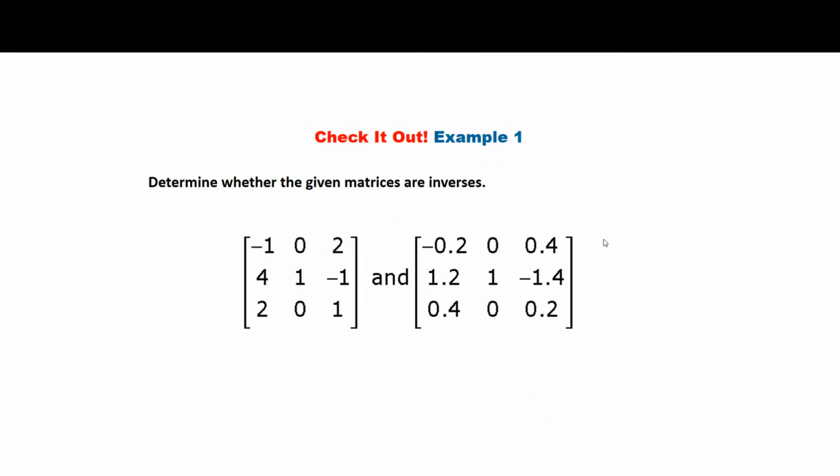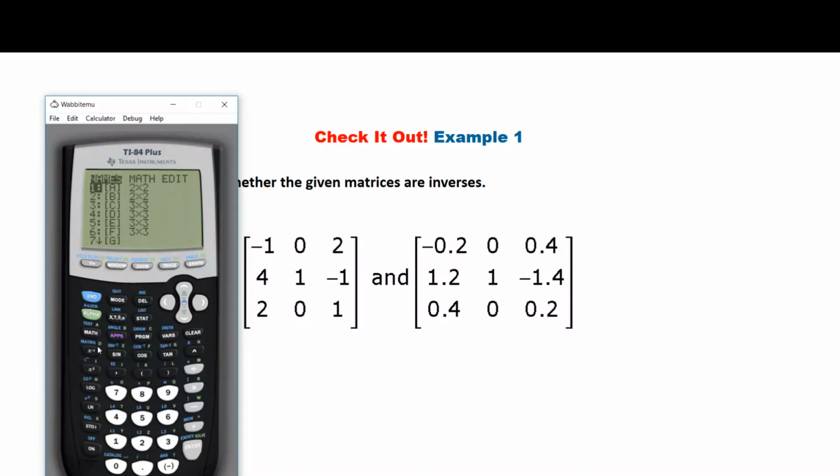All right, and one more for you to try on your own. Go ahead and give this one a try, and then put your video on pause, and then come back and give it a check. Okay, so one more time, let's just check and make sure. I'm going to have our first matrix in E, and actually I need to edit that first, so let's go to edit. Edit, and I want to go to E. I have -1, 0, 2, 4, 1, -1, and 2, 0, 1.